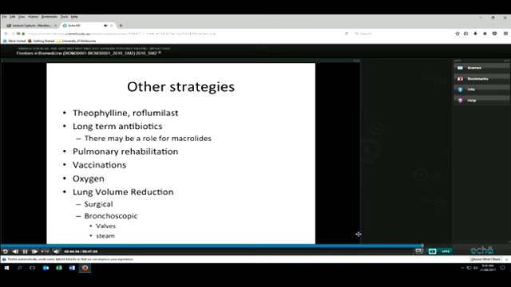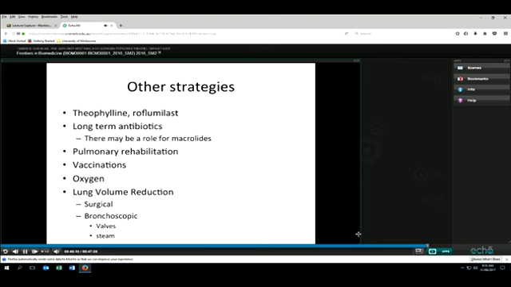Pulmonary rehabilitation certainly will improve patients' functional performance and reduce their perceived dyspnea and may reduce exacerbations in some studies. Vaccinations: these people are not really more at risk of influenza, but certainly more at risk of severe consequences of influenza and also pneumonia. Long-term oxygen therapy is generally only used for patients with baseline severe hypoxia.